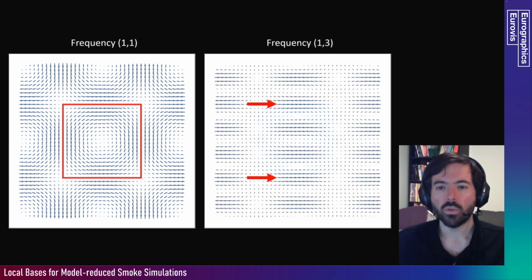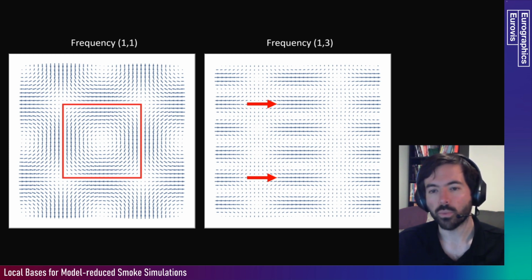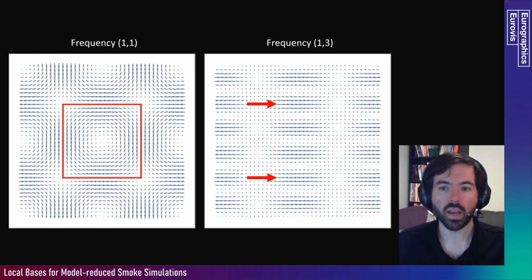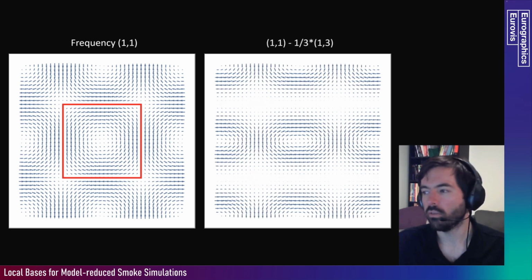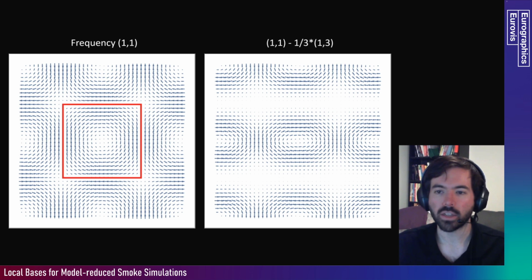So instead, we try to combine multiple eigenvectors together. If we look at the eigenvectors with frequency 1,1 and 1,3, we see that changing the y frequency here only changes the vector field in the y direction, really. But the vectors in the region indicated by the red arrows remain exactly the same as they are in the 1,1 frequency. So what we can do is subtract both eigenvectors with the right scaling, and that will zero out the vector field along these horizontal lines here.